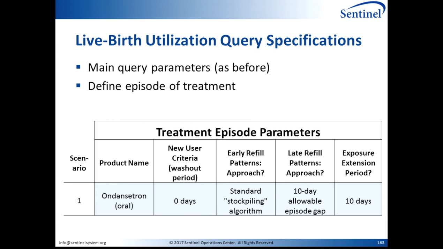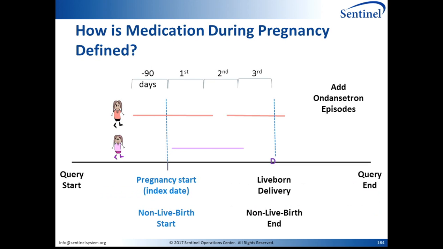And so, as before, once I parameterize my query, so once I set my input parameters for my computer program, and I do my testing, and then I send out to my data partners, and then they run the query on their data systems, and they review those results, and then they send them back to us, and then we aggregate those, then we're going to get to the output. Here's a visualization of what those ondansetron episodes look like when they're added.